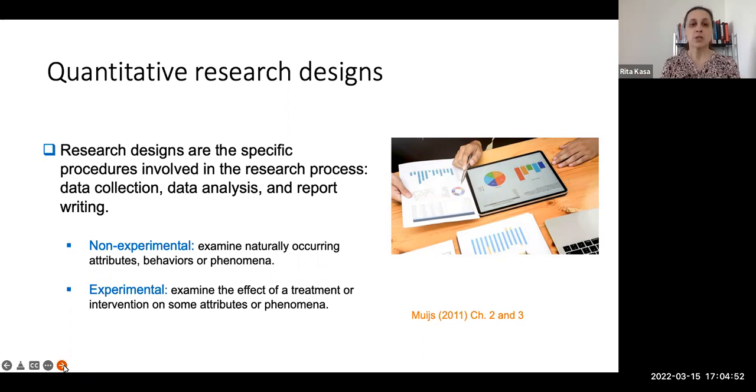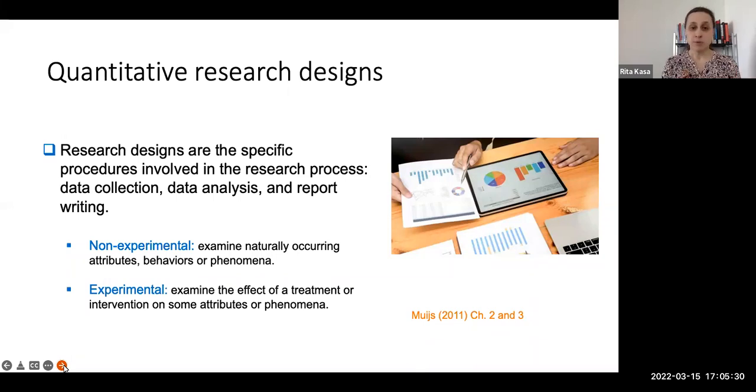In non-experimental research, we focus on naturally occurring behaviors or phenomena, meaning researchers typically would do surveys in order to observe a social world without trying to apply some kind of intervention that would change the behavior of people. And survey research is one of the very well-known approaches and types of non-experimental research designs.